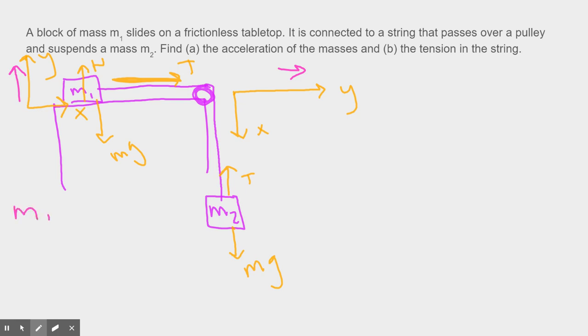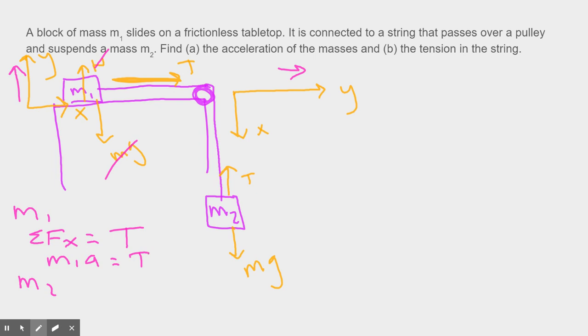Okay, so let's break this apart. We're going to look at the first mass and then we're going to look at the second mass. The first mass. What is happening in the x direction? So what are the sum of the forces in the x direction? Well, for mass 1, the normal force is in the y direction, so we can ignore this. The weight is in the y direction. We can ignore that. We only have tension. So the sum of the forces in the x direction is just T. And we know that the force is equal to mass 1 times acceleration. So that's equal to T.